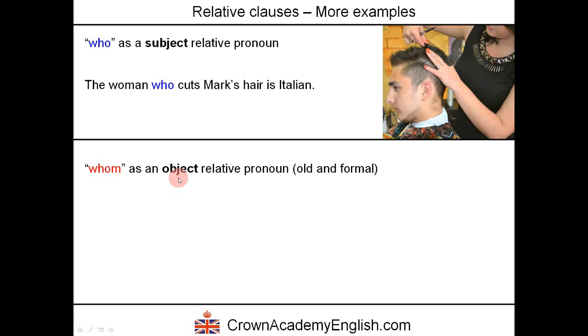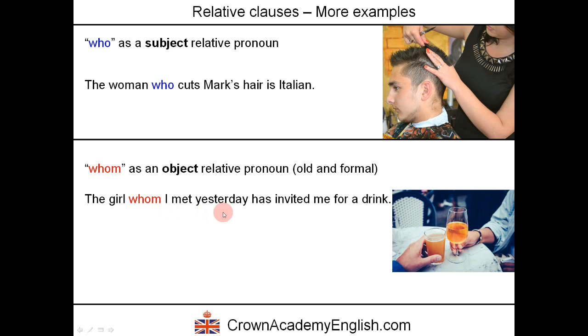Reminder, whom acts as an object relative pronoun in old and formal English. The girl whom I met yesterday has invited me for a drink. So whom is the object relative pronoun, and whom I met yesterday is the relative clause. Within the clause, I is the subject, met is the verb, and whom is representing the object, the girl. I met the girl yesterday, and she has invited me for a drink.